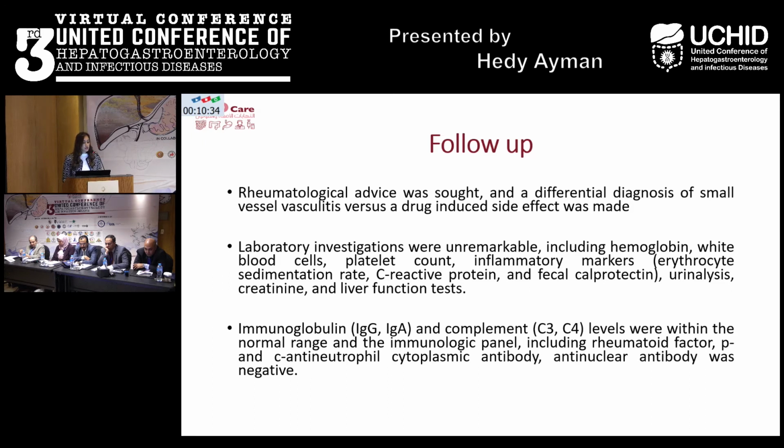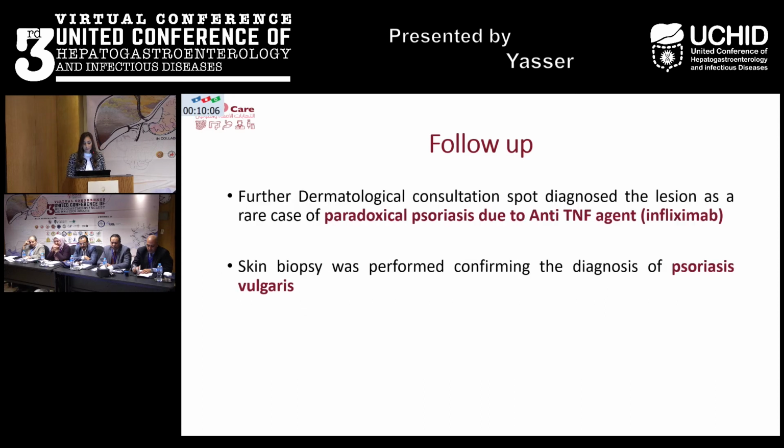Back to our patient, we consulted the senior rheumatologist in our MDT group, and a differential diagnosis of small vessel vasculitis versus a drug-induced side effect was made. The patient's laboratory investigations were repeated, and they were all unremarkable. The immunoglobulin G and A and the complement 3 and 4 levels were within the normal range. The immunological panel was done, including rheumatoid factor, PNCA, and anti-nuclear antibody, and they were all unrevealing.